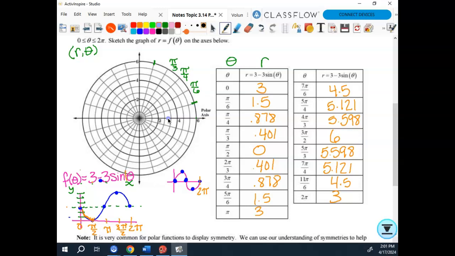All right, so then I'm going to go to pi sixths, and I got to get 1.5. All right, well, halfway between 0 and 2 is right here, and then halfway between those two would be kind of right there, except I can't always hit what I'm trying to hit. Kind of right there.